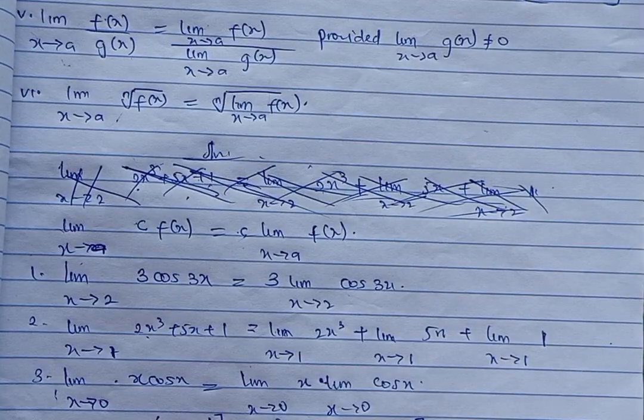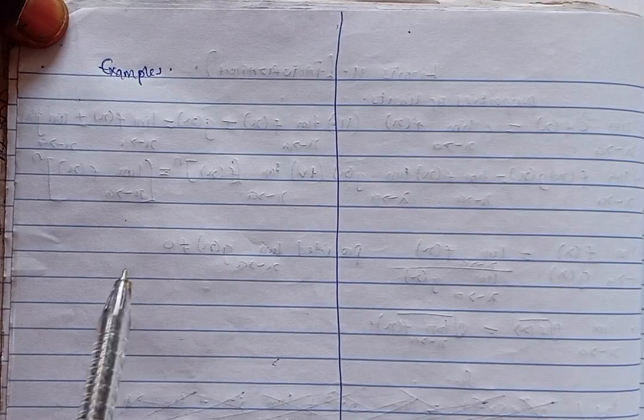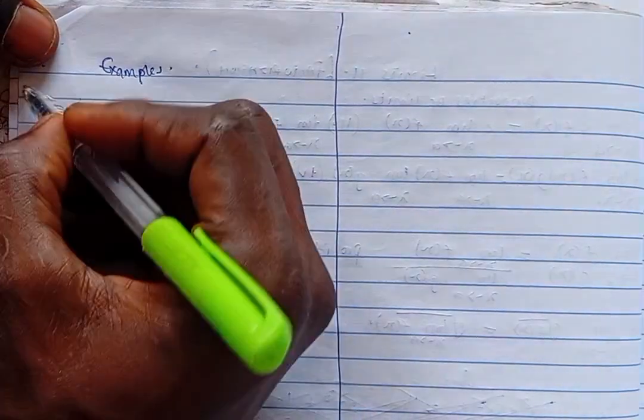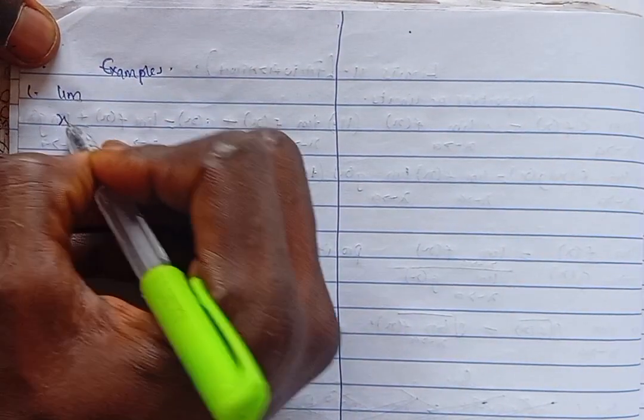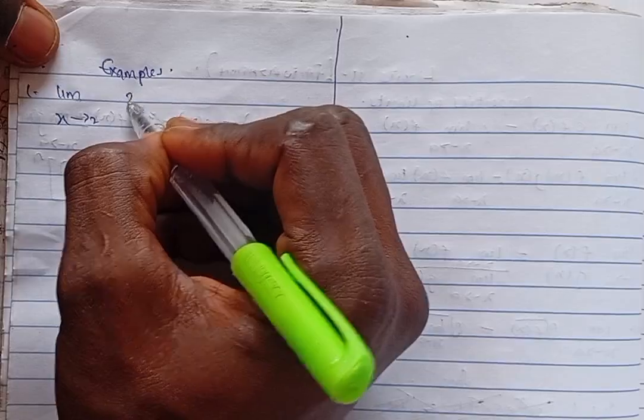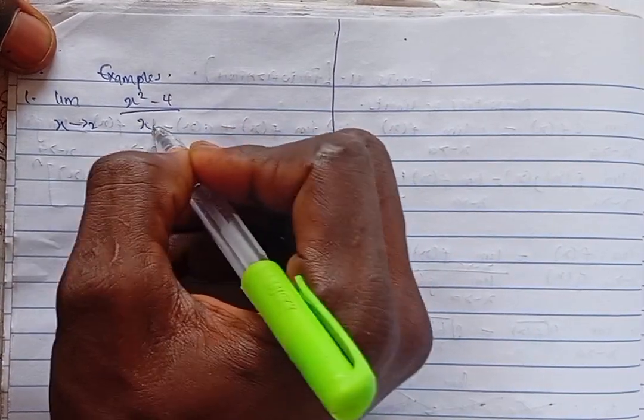Okay, let's go. Now let's check the examples on how to solve limits using the factorization method. Okay, the first one: the limit as x tends to 2 of x squared minus 4 over x minus 2.